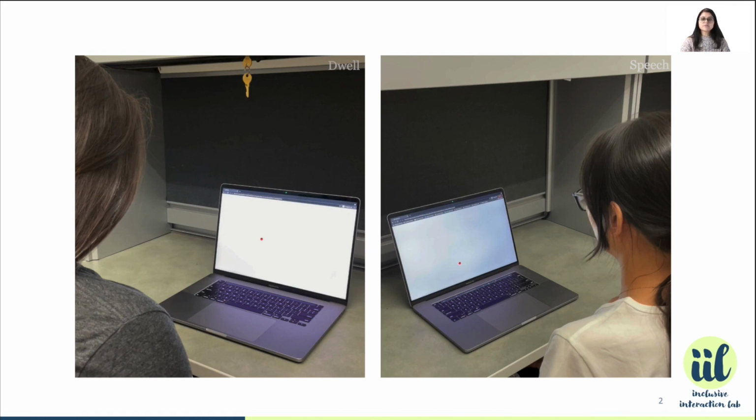Dwell and speech are the most commonly used hands-free selection methods in eye gaze pointing. With dwell, users look at a target for some definite period of time to select it. It is, however, difficult to pick the most effective dwell time since a short time makes a system faster and increases false positives, while a longer time makes a system slower and causes users physical and cognitive stress. Speech, on the other hand, is more natural than dwell, but it is unreliable in noisy places, compromises privacy and security, and is inaccessible to people with speech disorders.